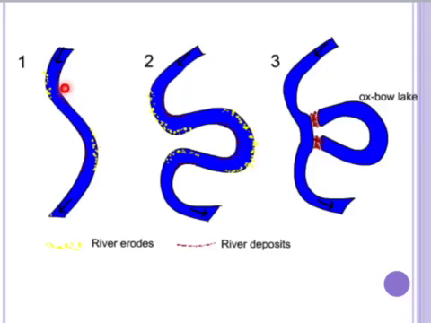On the inside of the bend, it's moving much slower, so any sediment that the river is carrying will be deposited, so it's going to lay it down. So over time, this bend in the river migrates. Over more time, these two sections will connect, and now the river will flow this way, and this creates an oxbow lake.